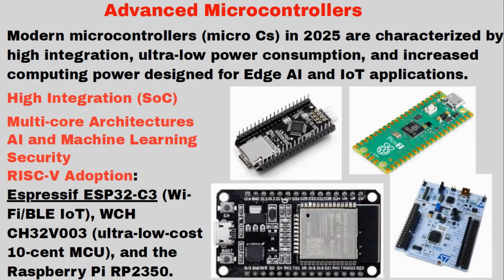So this is the advanced microcontrollers we are discussing. As you can see in the pictures, the ESP32 board is shown, and you can also see the Pico 2 board having the RP2350, and the boards which have the CH32V003 chip also. We'll go to the next slide.